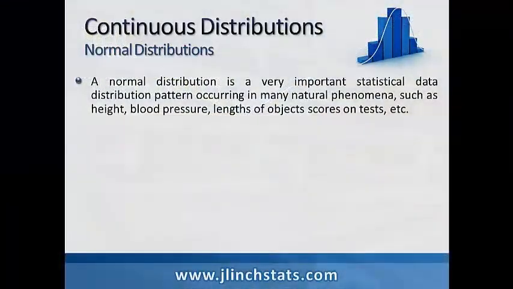Now, a normal distribution is a very important statistical data distribution pattern occurring in many natural phenomena, such as height, blood pressure, lengths of objects, scores on tests, etc. There are many things that, just by their very nature, follow a normal type of distribution.